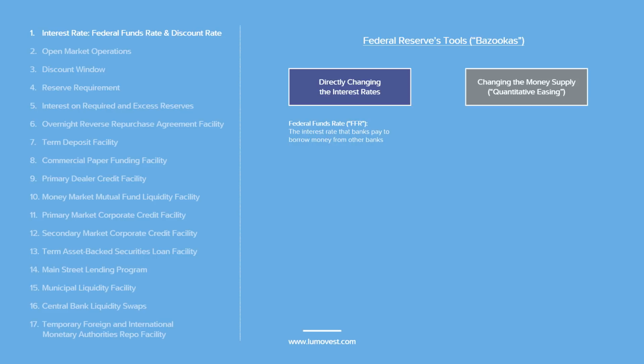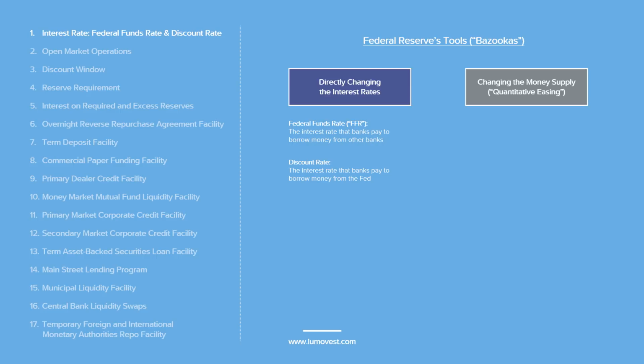The federal funds rate is the interest rate that banks pay to borrow money from other banks. The discount rate is the interest rate that banks pay to borrow money from the Federal Reserve. Banks typically only want to borrow money from the Fed as a last resort, so they usually borrow money from other banks. As a result, FFR is usually the interest rate that news articles are referring to when they say the Fed decreases or increases the interest rate.